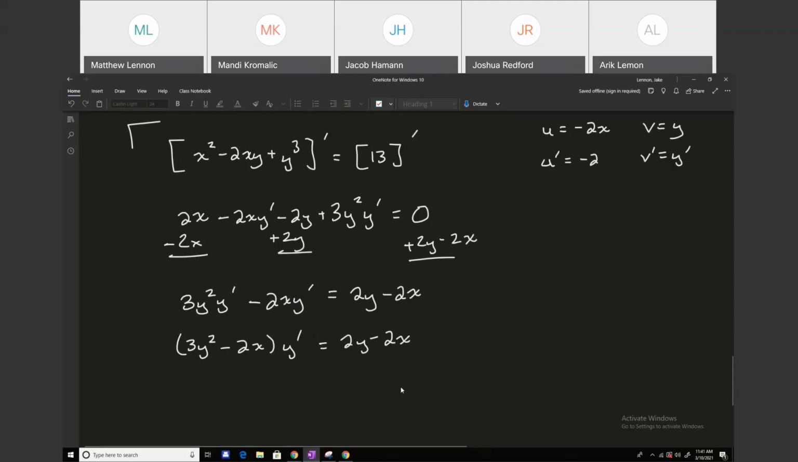So a lot of times you might end up with a big messy derivative, but it really just amounts to factoring and then dividing. So our derivative here is 2y minus 2x. I wrote the wrong term first. 2y minus 2x, and then over the 3y squared minus 2x. And that's it. So that would be your derivative. So that's all you have to do for this one.